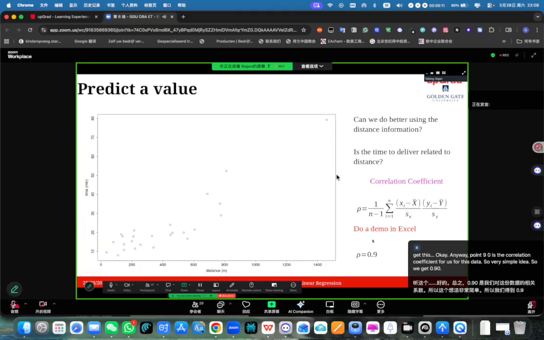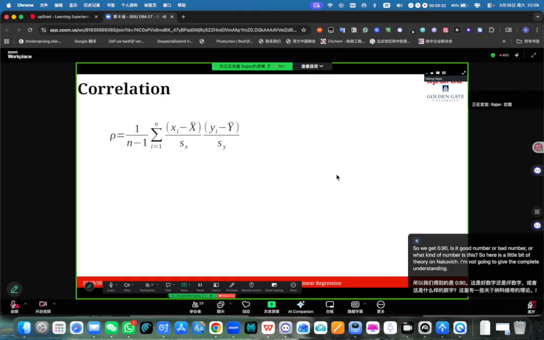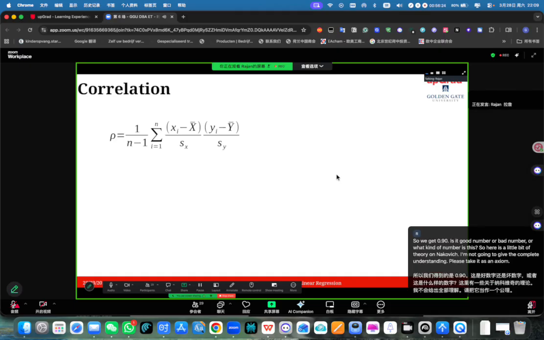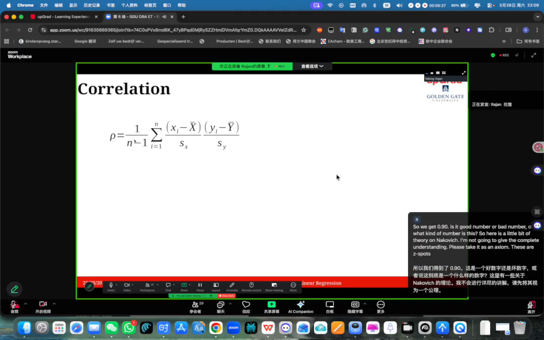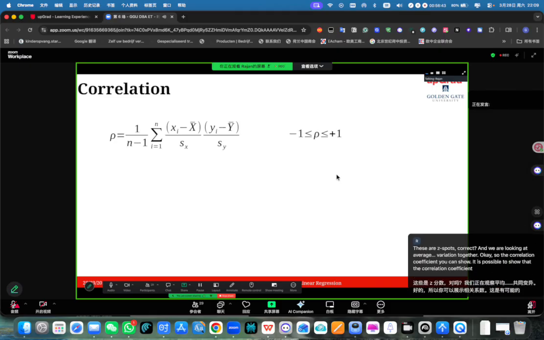Is it a good number or a bad number, or what kind of number is this? So here is a little bit of theory on correlation. I'm not going to give the complete understanding. Please take it as an axiom. These are Z scores, correct? And we are looking at average variation together. So it is possible to show that the correlation coefficient lies between -1 and +1. Always.